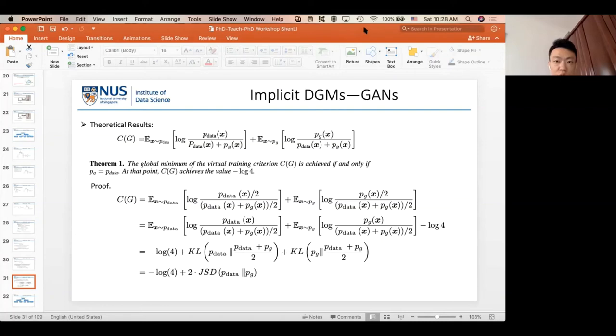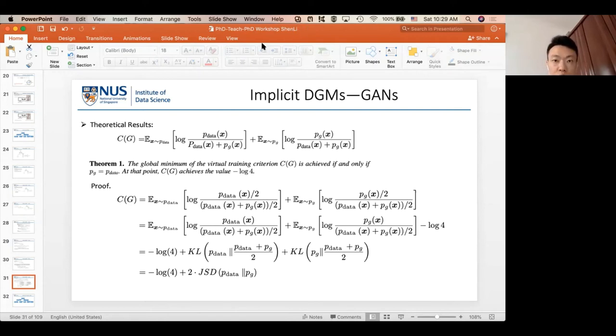Right now you can see that the global minimum of the training criterion C of G is achieved if and only if PG equals P data, and the minimum achieves the value minus log of four. Remember that any divergence is larger than or equal to zero. So the best case we can have is that PG approximates P data. When we have this situation, we will have zero Jensen-Shannon divergence. So the only thing left behind is minus log of four, right? This is the best value we can have for C of G.